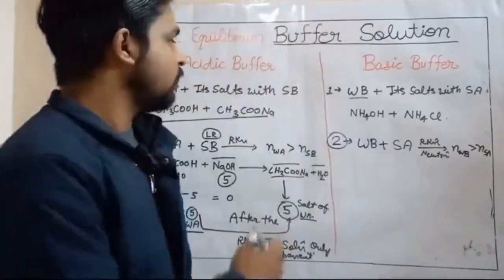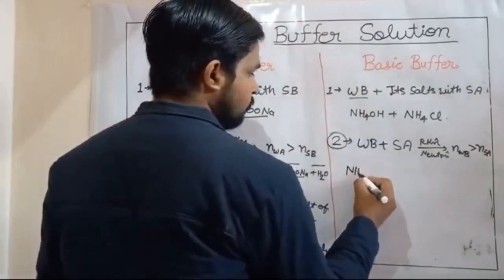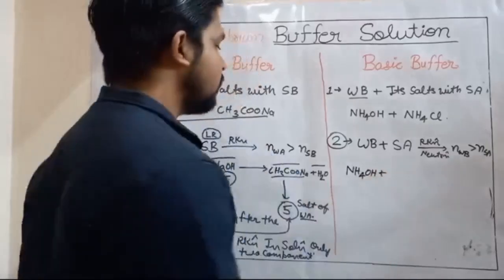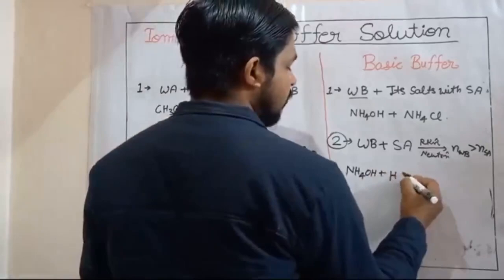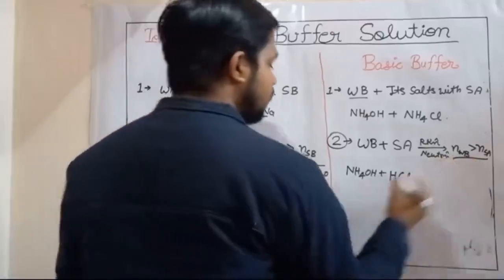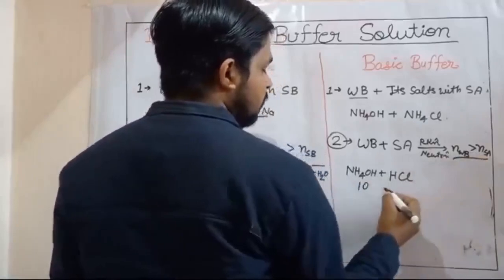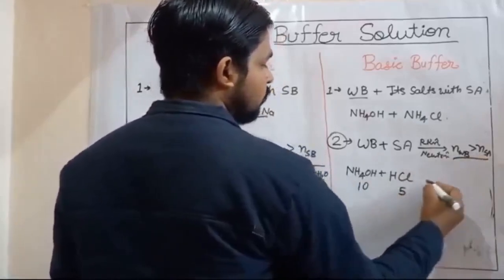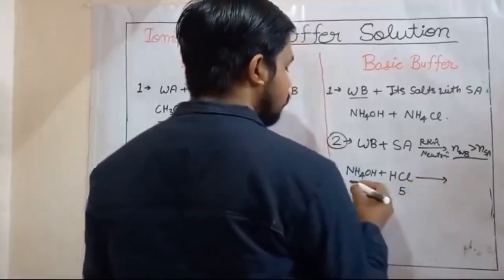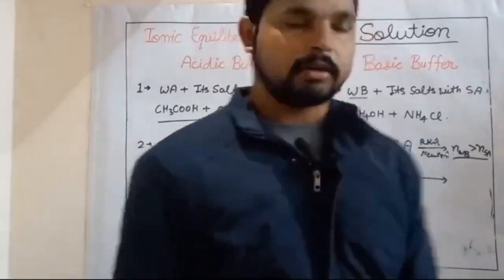Okay, now we can see the example. We take a strong acid like HCl. Okay, here we fulfill this condition. The moles of the weak base are in excess amount and the strong acid is the limiting reagent. Okay student, so after the neutralization reaction takes place, salt and water are formed.